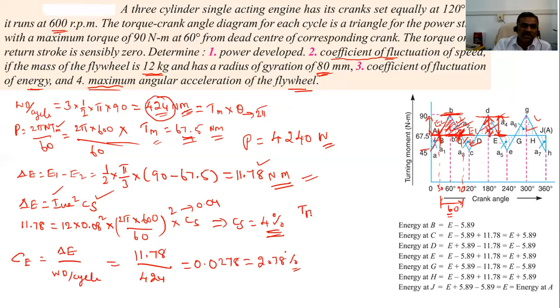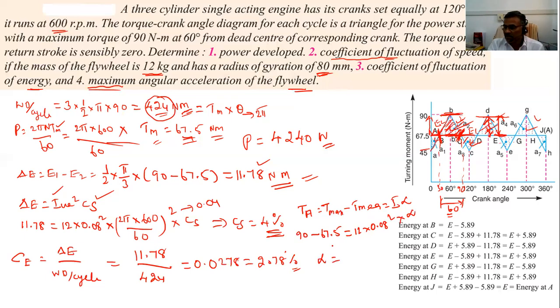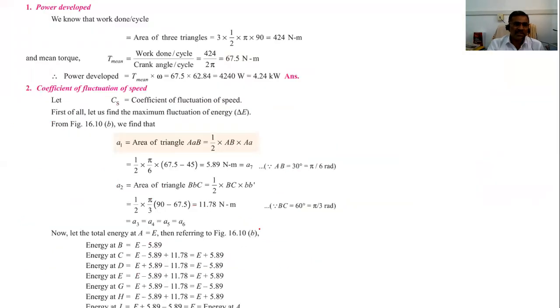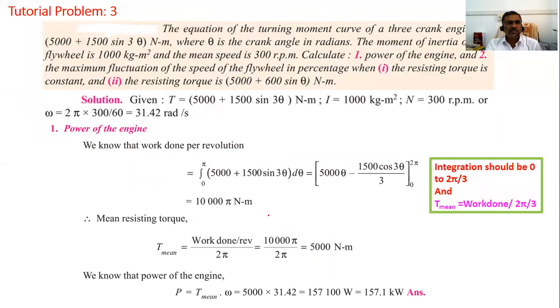So how to calculate TA? TA is equal to T max minus T mean, that is equal to I into alpha. T max is 90. Mean is how much? 67.5. So this is T mean. That is equal to I into alpha. What is I? I is equal to mk square. M is equal to 12. K is 0.08. So 0.08 square into alpha. Using this, you can find the value of alpha. Alpha is equal to 292 radian per second squared. So this is the way you solve this problem. And answers are given here. You can check.